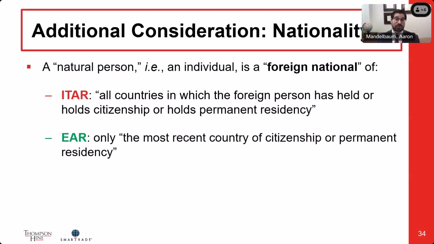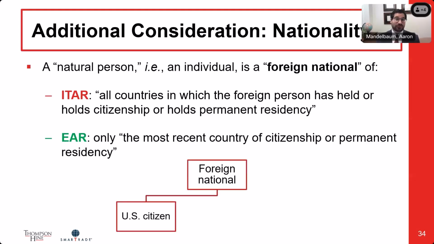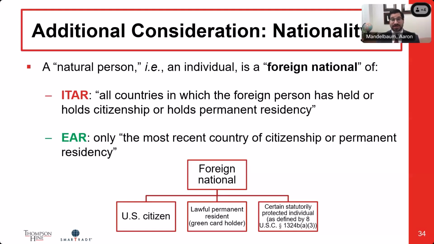Now, even though this is how the regulatory regimes define these terms of what a foreign national is, I should point out, we can actually take this information and deduce that the inverse is true as well. In other words, what a foreign national is not. Therefore, a foreign national is not a US citizen. It is not a lawful permanent resident, what we refer to as green card holders here in the United States. And finally, it is not a certain statutorily protected individual. So that's how nationality factors into US export controls.